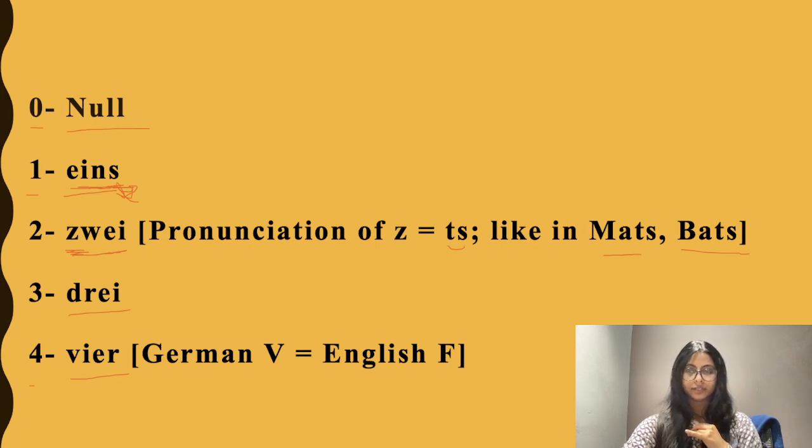As we have already discussed, the German V takes the pronunciation of English F. So the word vier has the same pronunciation as the English word fear, F-E-A-R. The number 4 is vier.